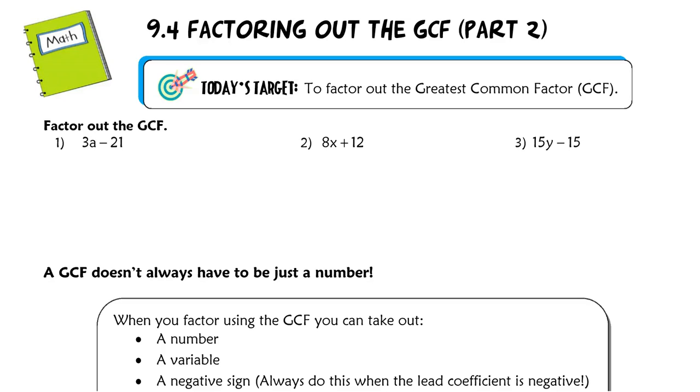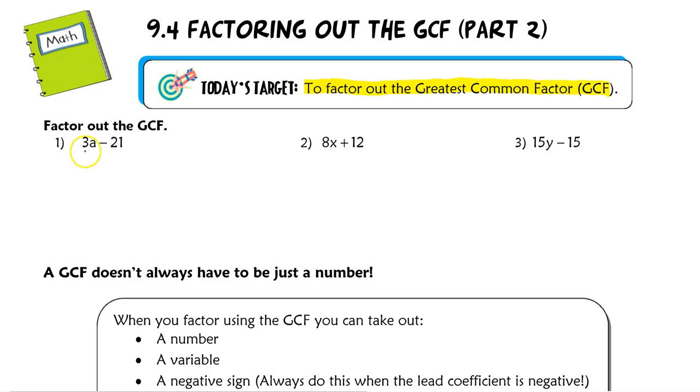This lesson is part 2 of section 9.4 on factoring out the GCF. So our target for today is to continue to factor out that greatest common factor. It's just the problems are going to get a little bit more tricky today. We're going to start though with some review problems, very similar to what we did in class today.